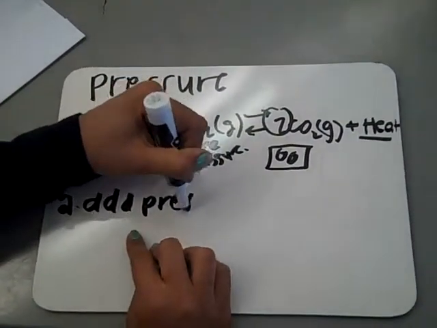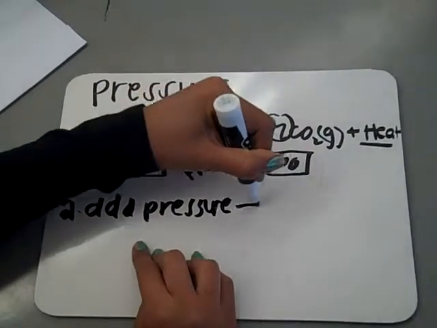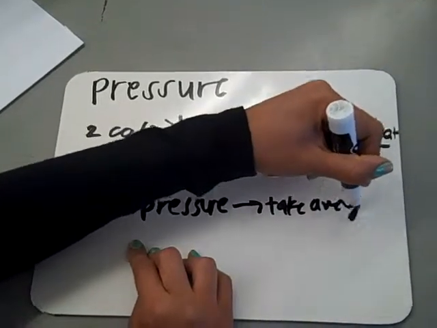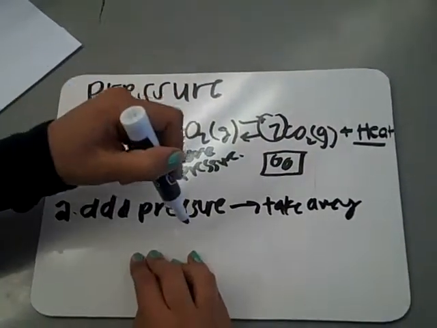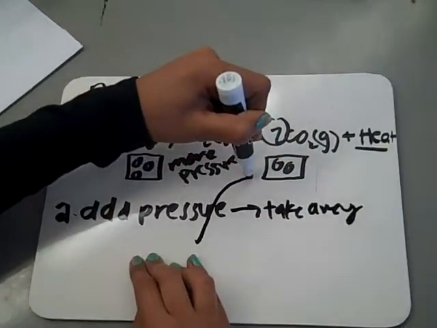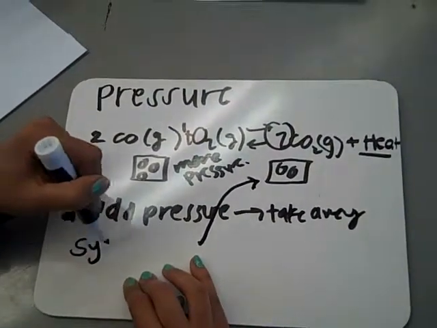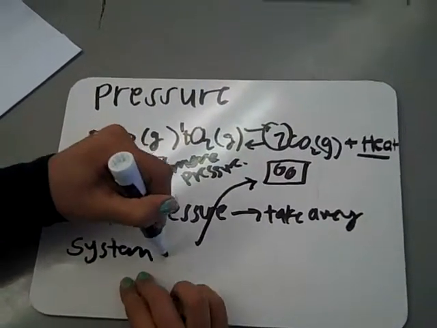So if you want to add pressure, the system will want to decrease pressure, so you have to go away from the pressure. The pressure is on the right side, so you go towards the right side, so equilibrium will shift to the right.